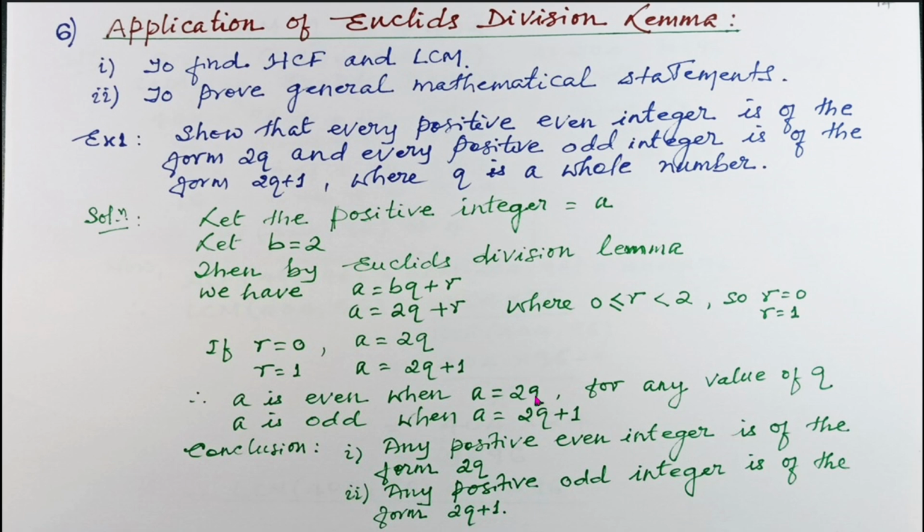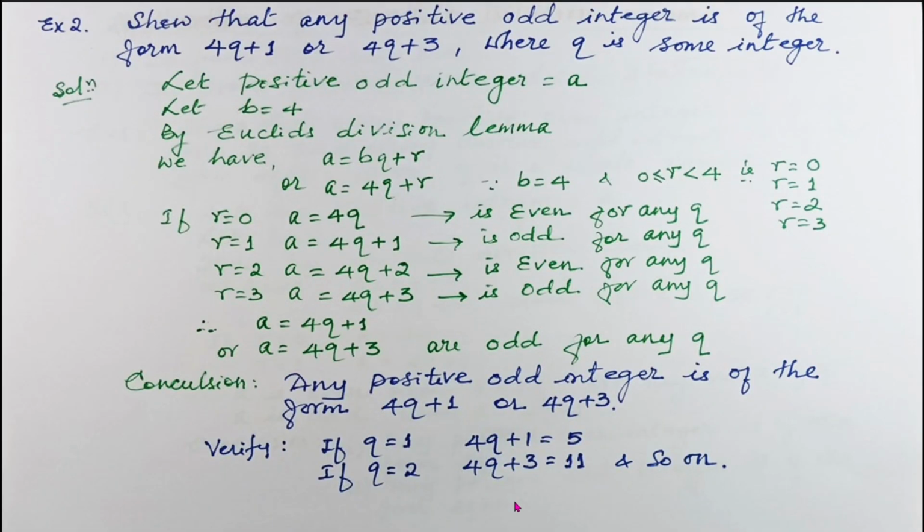If q is 1, it is 2, q is 2, it is 4, q is 3, it is 6. That means a is an even number. If you take q as 1 here, it is 2 into 1 plus 1, that is 3. Therefore, any value of q gives us an odd number. So, any positive even integer is of the form 2q and any positive odd integer is of the form 2q plus 1, which we have proved using Euclid's division lemma.